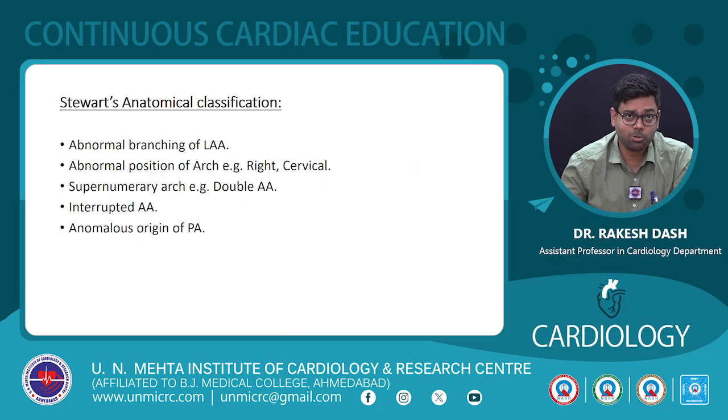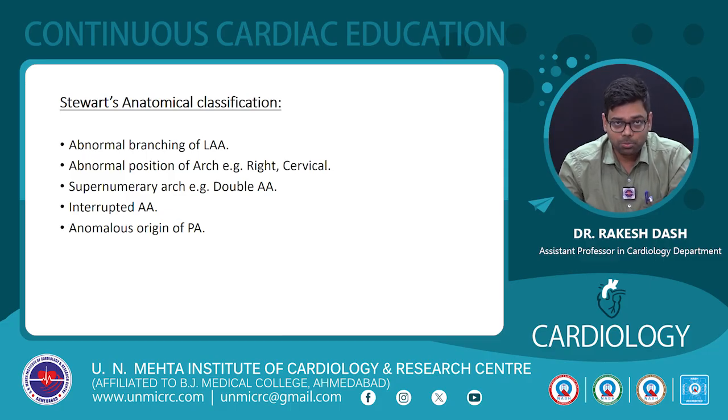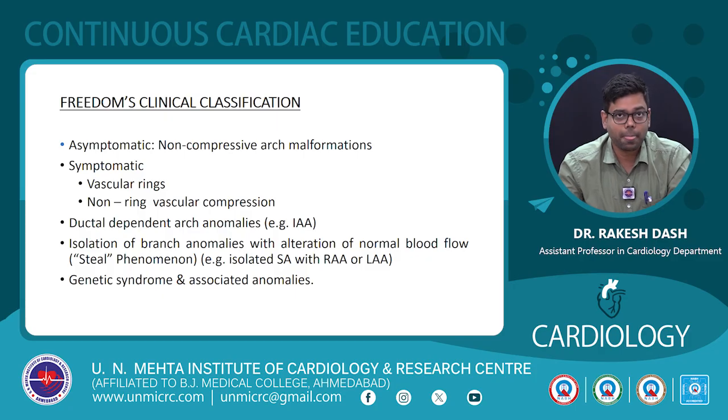There is the Stewart classification. There is abnormal branching of the left sided arch, abnormal position of the arch like right sided or cervical, supernumerary arch like double aortic arch, interrupted aortic arch, or anomalous origin of the pulmonary artery, which is the sling.